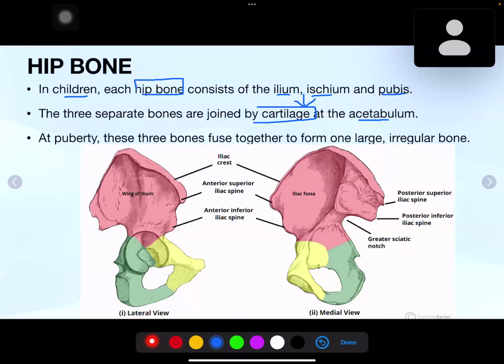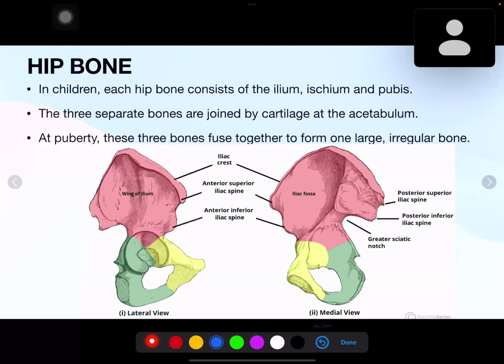See, this pink color is ilium. This is the landmark of ilium, and it joins in the acetabulum. And then this is the ischium, and then this is the pubis. So these 3 bones join at the acetabulum. At puberty, these 3 bones then fuse together to form one large irregular bone. So after puberty, they fuse and form a single hip bone, you can say.